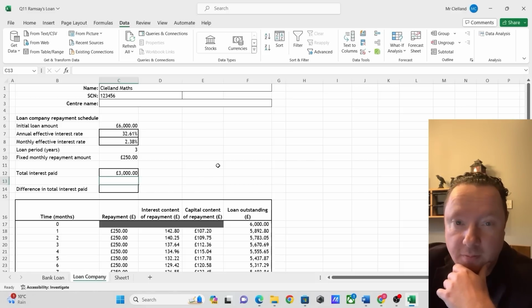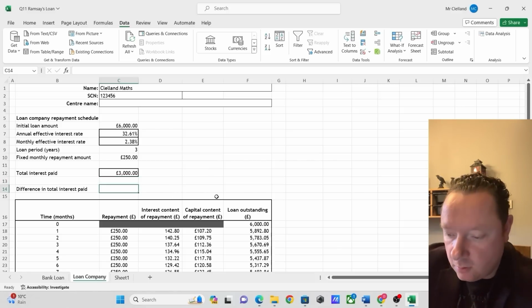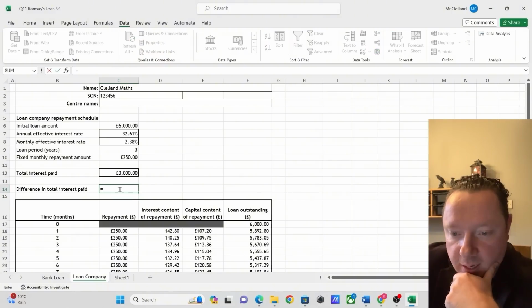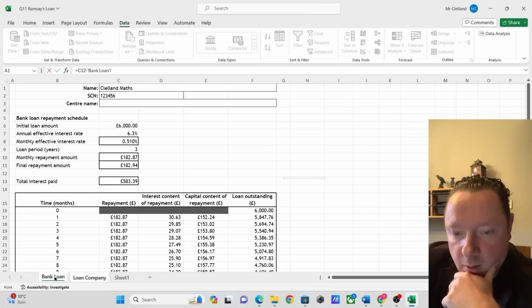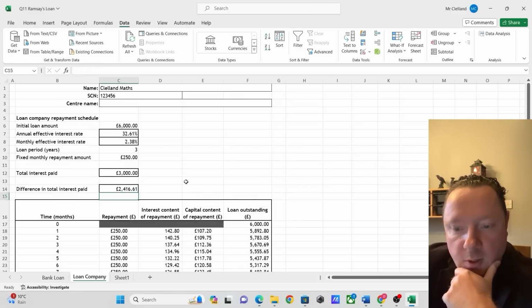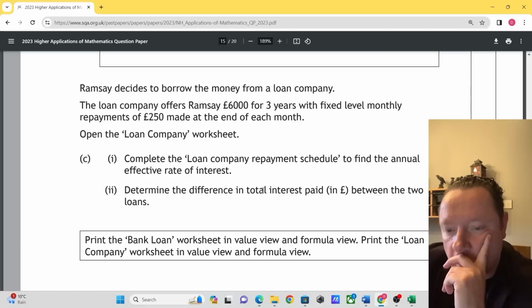Wow, that's an expensive loan. The difference in total interest is just going to equal this cell minus back to our bank loan. Total interest paid in this one was this one. Press equals, and that gives me 2416.61. And that's the answer to the question.